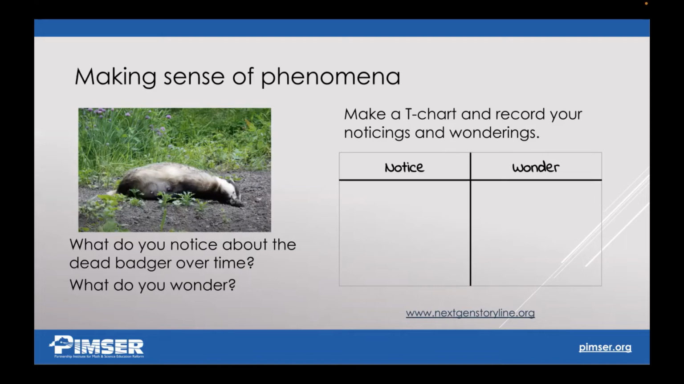So go ahead and make your T-chart and just be a learner. Capture things you notice and capture things you wonder. And are there any patterns?